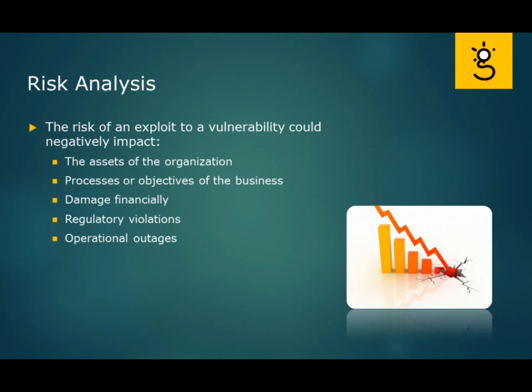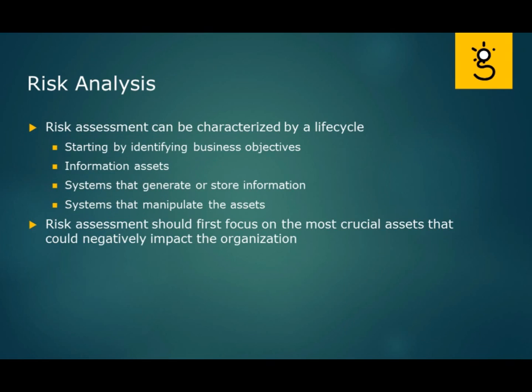All right, so again, they're just examples of how the exploit of a vulnerability can be a negative impact in the corporation. Now, risk assessment can be characterized as a life cycle. The life cycle is we first start by identifying what does this business do, what are the objectives of the business, and then as it regards to information, what are the information assets that are the most important for this business. And that is going to be our primary goal of protecting the most important part of the information.